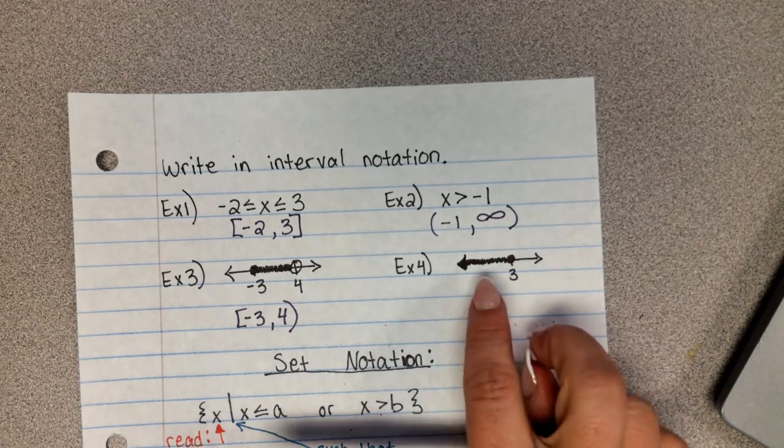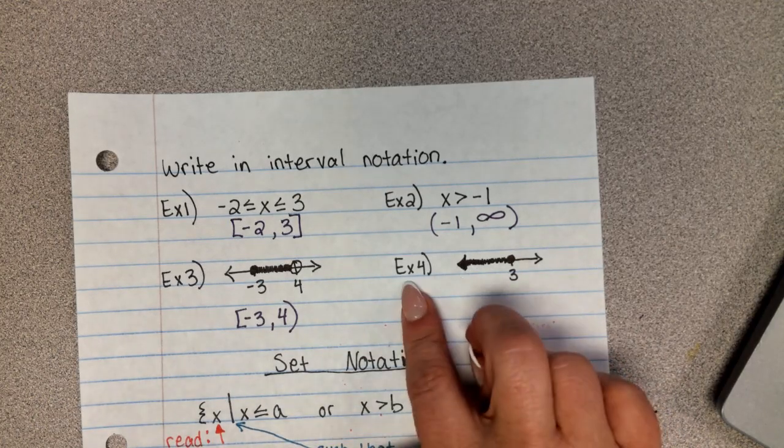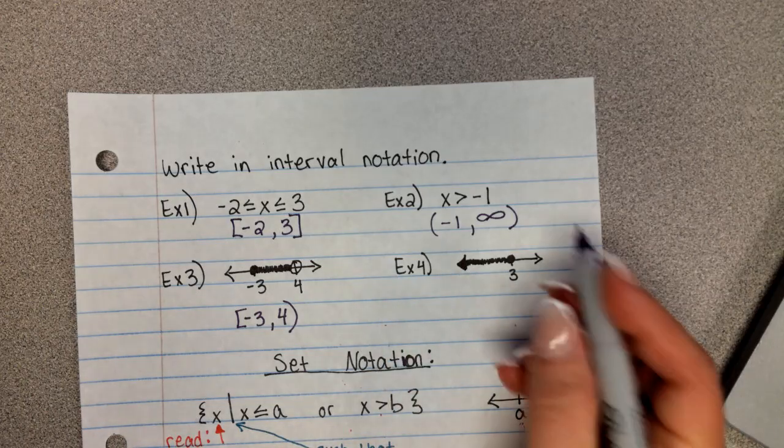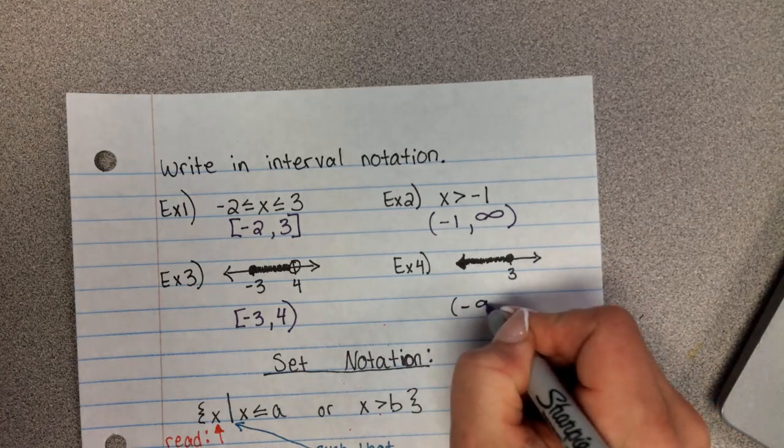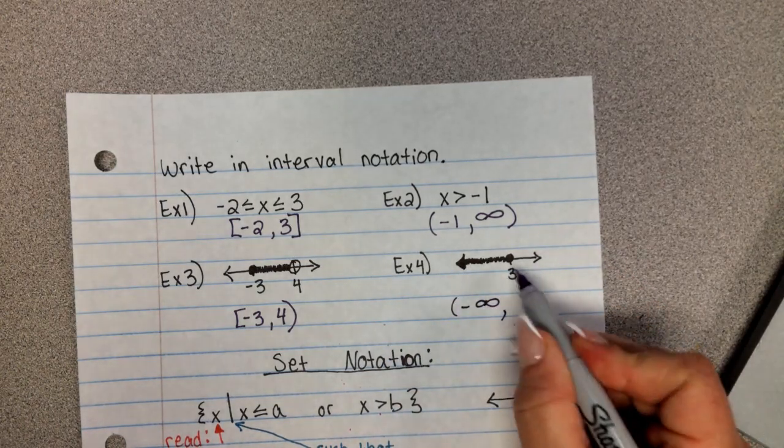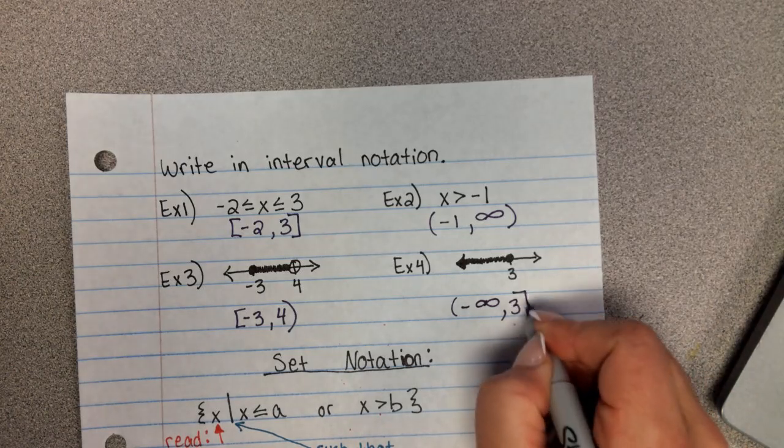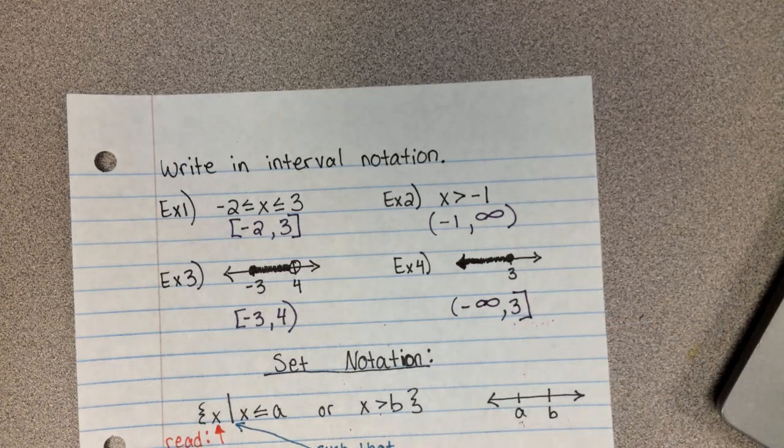Okay? This one would be unbounded. Notice that it goes down to infinity, and I'm covering negative infinity. So I start way over in negative infinity. Infinity always has a parenthesis. I'm going to come all the way to 3, and I want to make sure that 3 is included.